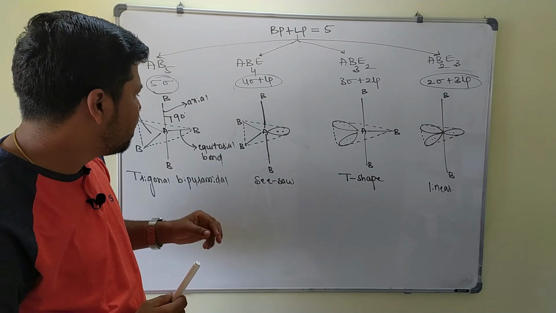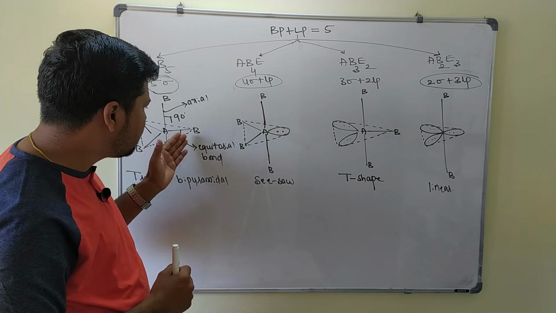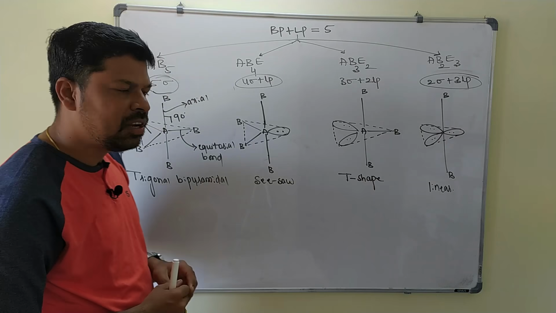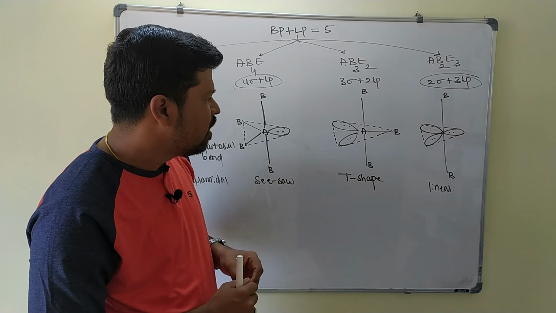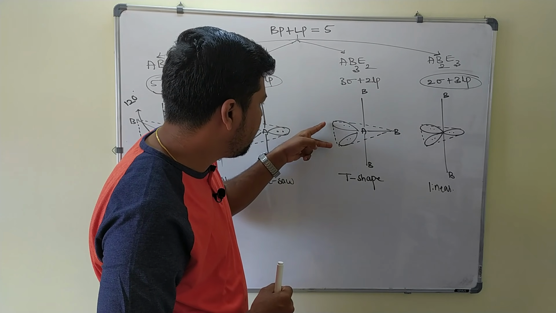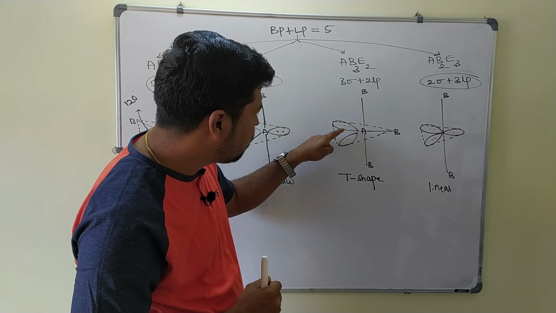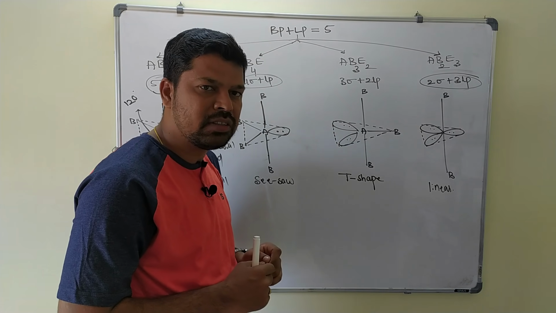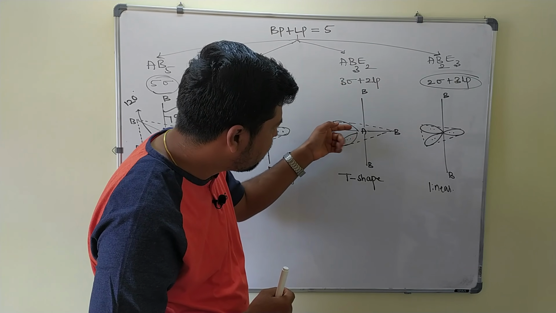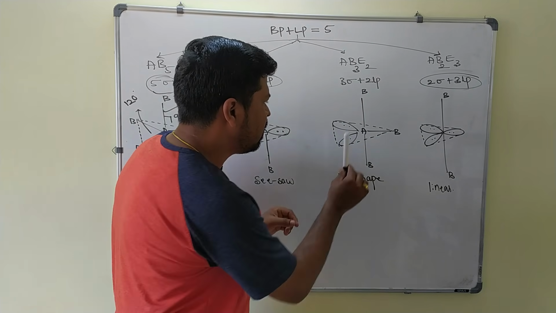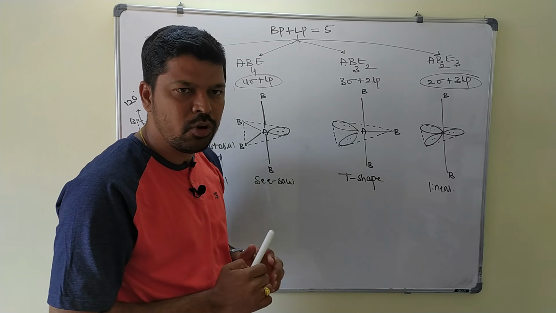Next possibility is, we will replace 2 sigma bonds with lone pairs of electrons, and the remaining 3 sigma bonds will be kept as they are. Now what happens? 2 lone pairs of electrons are introduced in the equatorial plane, so 2 sigma bonds are removed and 2 lone pairs of electrons are added here. Then what is the shape of the molecule? The shape of the molecule is only the arrangement of bond pairs. If you see here, this exactly looks like a T. That's why the shape of the molecule will be T shape.